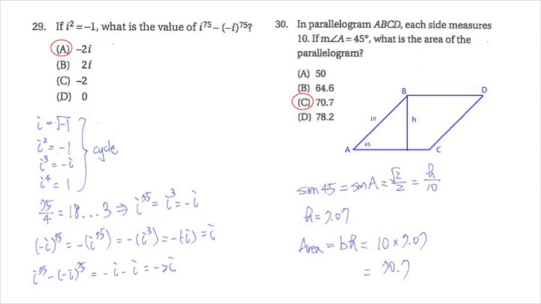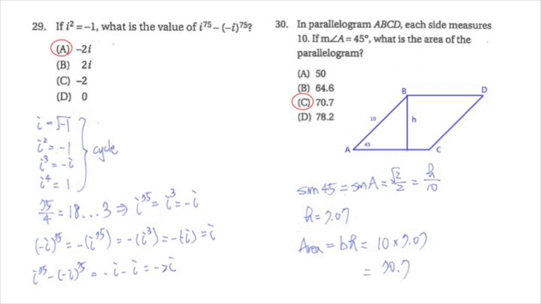So 75 divided by 4 equals 18 with the remainder 3. That means i to the power of 75 equals i to the power of 3, which is negative i. And negative i to the power of 75, we can take the negative out since it's an odd power. So it's negative times i to the power of 75, which is negative i cubed, which is negative negative i, equals i. So i to the power of 75 minus negative i to the power of 75 equals negative i minus i equals negative 2i.